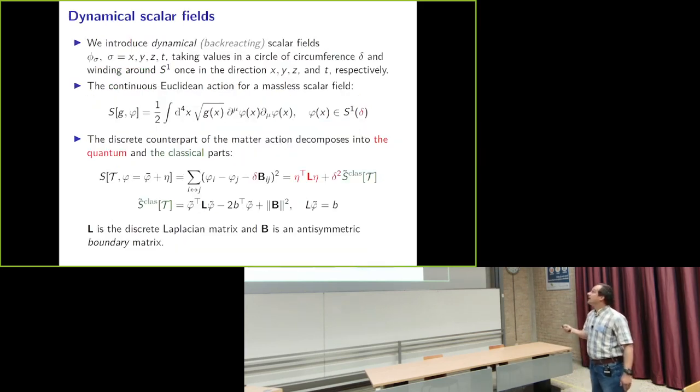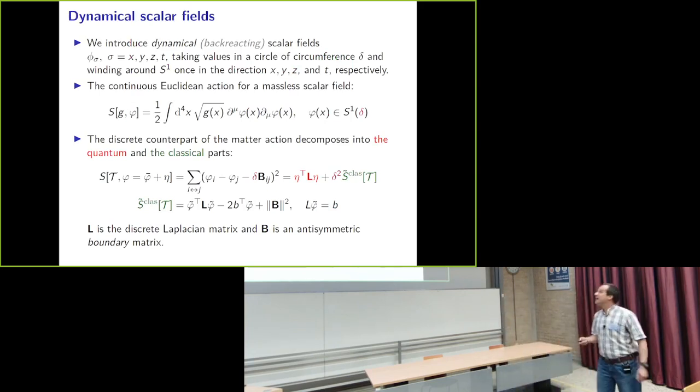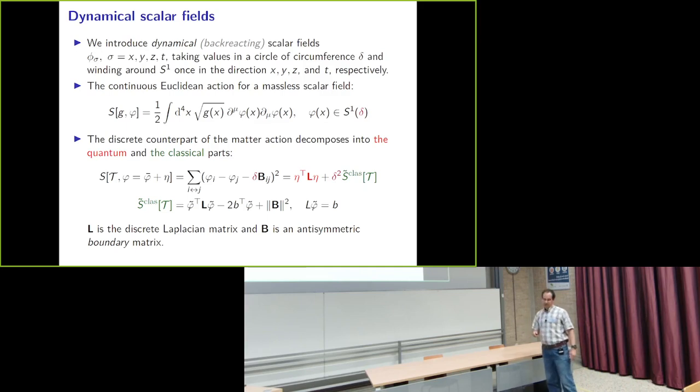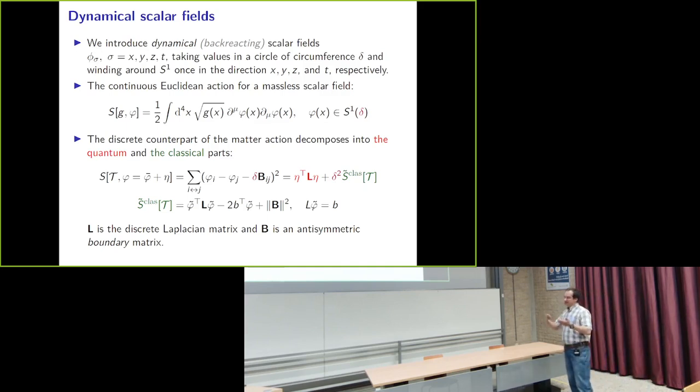And now we introduce dynamical scalar fields. Dynamical means that they backreact on the geometry. So we add the action for the scalar fields to the action that is used to generate those configurations. And we'll take a free massless scalar field. But those scalar fields will take values on a circle with circumference delta. And this circumference is quite an important parameter here. And we require that a given scalar field winds exactly once around the circle in a given direction, depending how we define it.